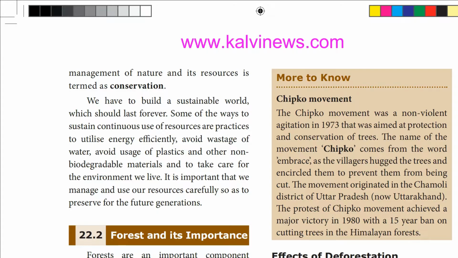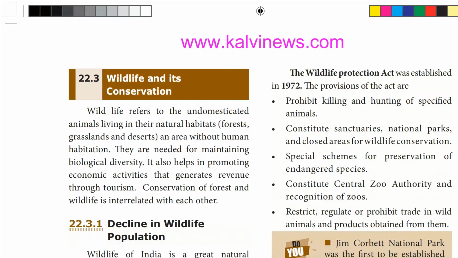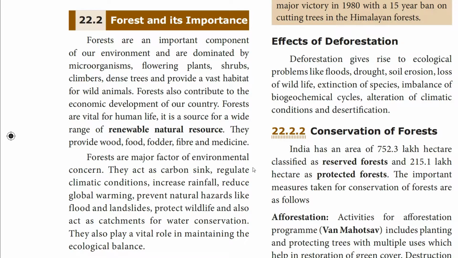How to do it? This constitutes the practices which will help to utilize energy efficiently and avoid wastage: avoiding wastage, avoiding the usage of plastic and non-biodegradable things, and taking care of the environment in which we live. And so it is very important to manage and use our resources very carefully so as to preserve them for the future generation.